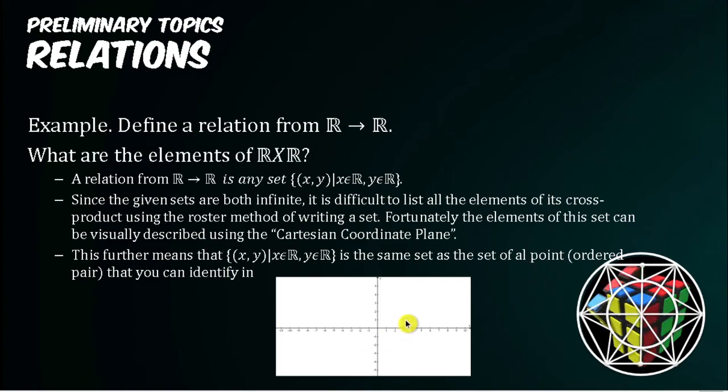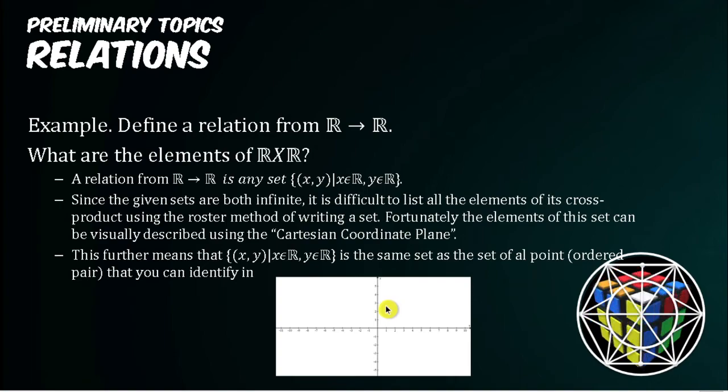Yeah. So, if we list any points here, maybe three points, 1, 2, 3, and then we put them as a set, those ordered pairs, then that is actually considered a relation from R to R.